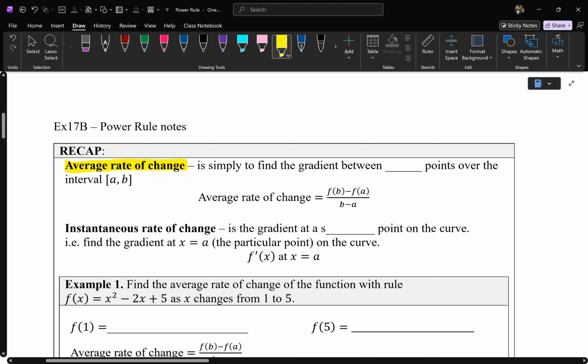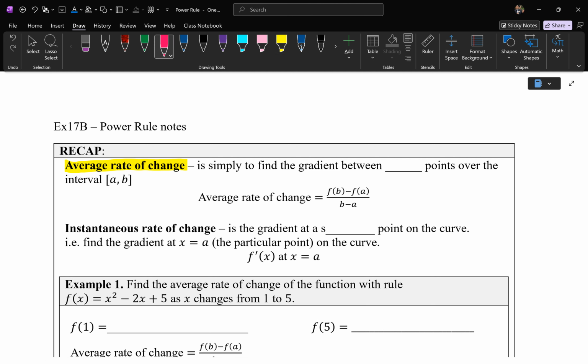Average rate of change, remember that is the gradient between, how many points again? 2. So it's between 2 points, whereas instantaneous rate of change, which is really what calculus is all about, that was the gradient at a single point on the curve. So the difference between them is one requires 2 points, one only requires 1.